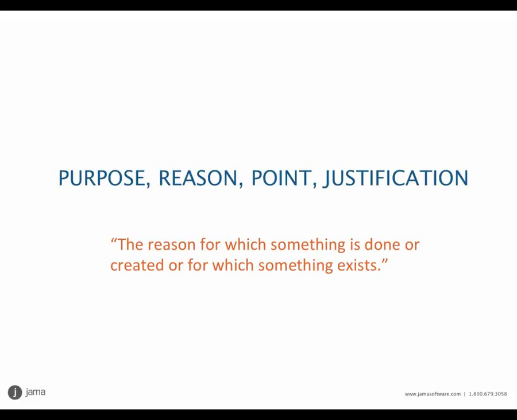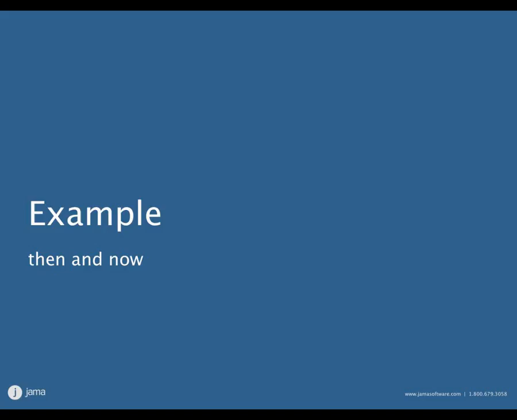The reason for which something is done or created or for which something exists. There is a purpose around this. Unlike my tomato, which is just simply out there for the sake of being out there, there's no real purpose around it other than maybe self-enjoyment. So let's talk about a real quick example.